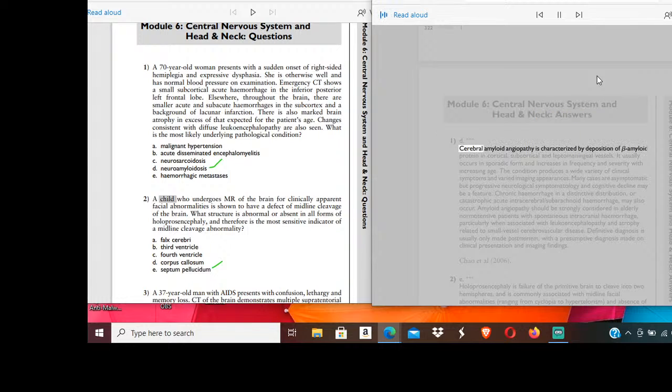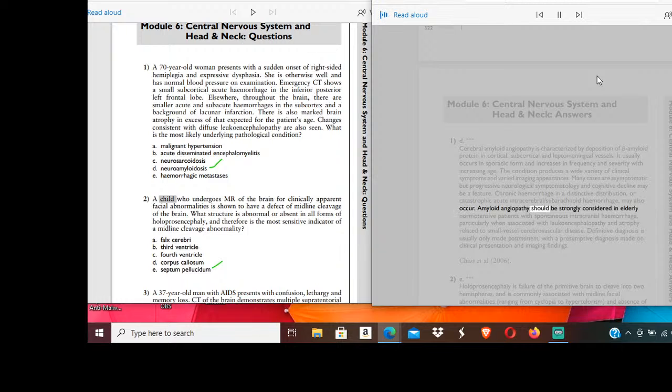1d. Cerebral amyloid angiopathy is characterized by deposition of B-amyloid protein in cortical, subcortical, and leptomeningeal vessels. It usually occurs in sporadic form and increases in frequency and severity with increasing age. The condition produces a wide variety of clinical symptoms and varied imaging appearances. Many cases are asymptomatic, but progressive neurological symptomatology and cognitive decline may be a feature. Chronic hemorrhage in a distinctive distribution, or catastrophic acute intracerebral/subarachnoid hemorrhage, may also occur.